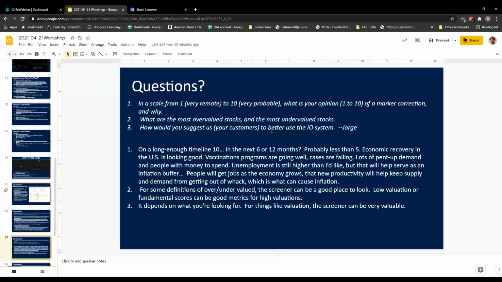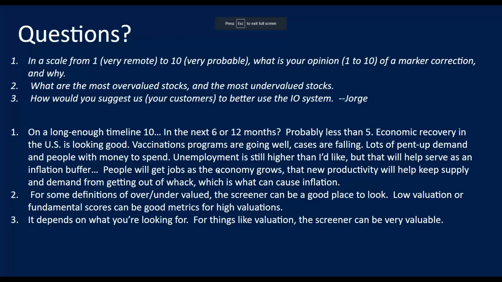And then, yeah, how to better use the IO system. We've talked about a couple, right? Finding things that are rotating, using the stock screener. We've got a lot of different tools and a lot of different scores because we're really trying to help people do a lot of different things. And so the best way to use the system really depends on what it is you're trying to do.